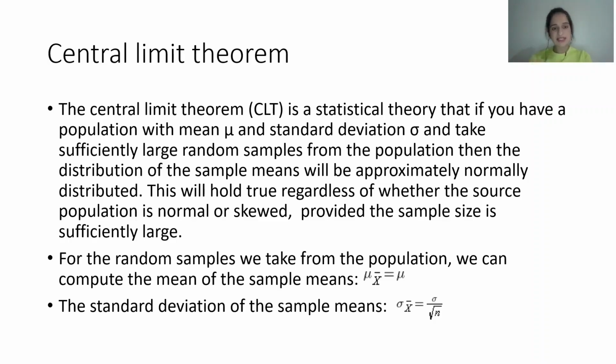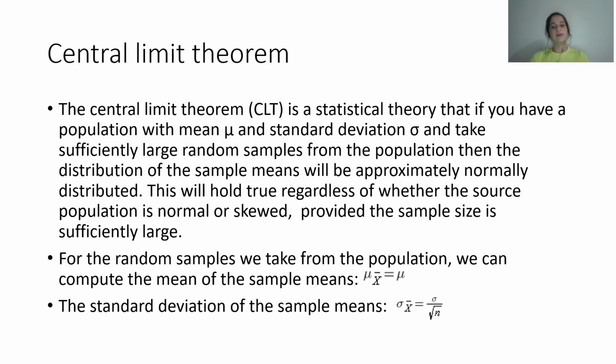So now let's see what this theorem means. It is a statistical theory that if you have a population with mean mu and standard deviation sigma and take sufficiently large random samples from the population, then the distribution of sample mean will be approximately normally distributed. Big words, let's cut it down and see what it means.